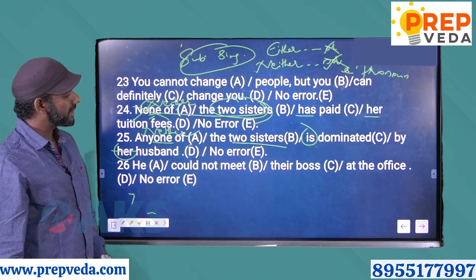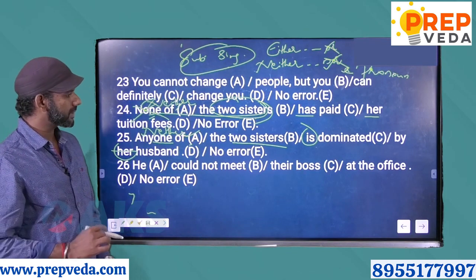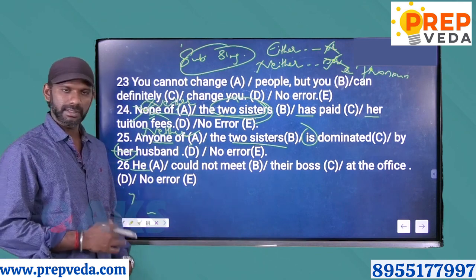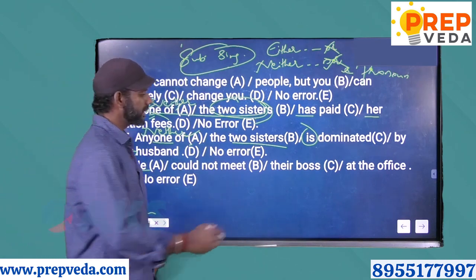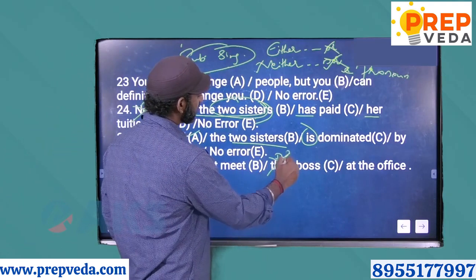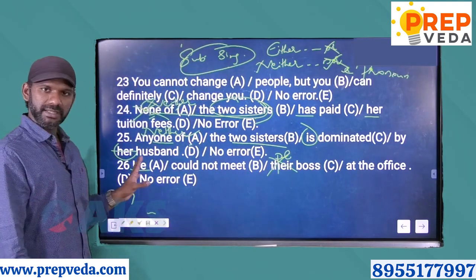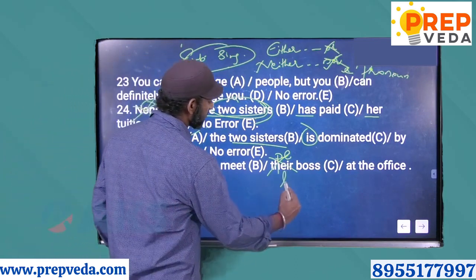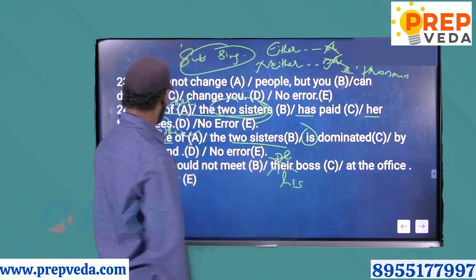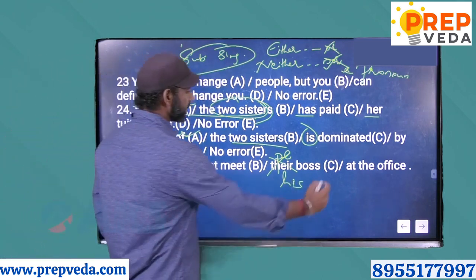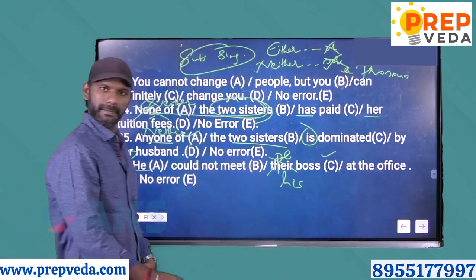He could not meet their boss at the office. The subject in the sentence is singular. The pronoun must also be singular. The pronoun here is their, which is a plural pronoun. We need a singular pronoun here. The subject is he, so the pronoun here must be his. He could not meet his boss at the office. The error in this sentence is in part C.